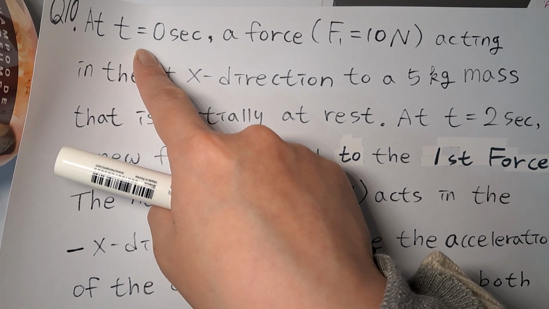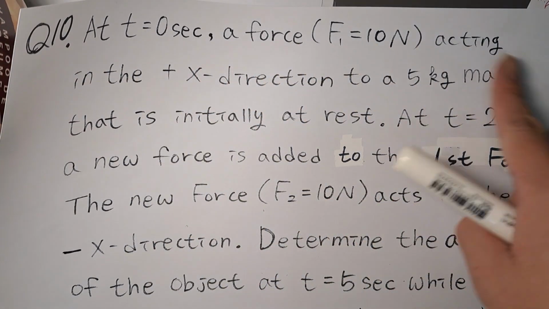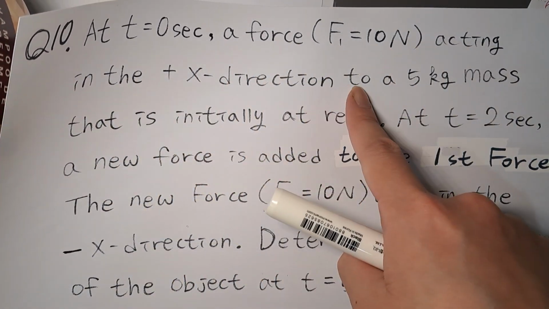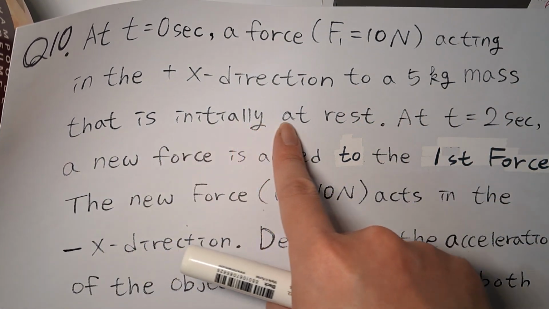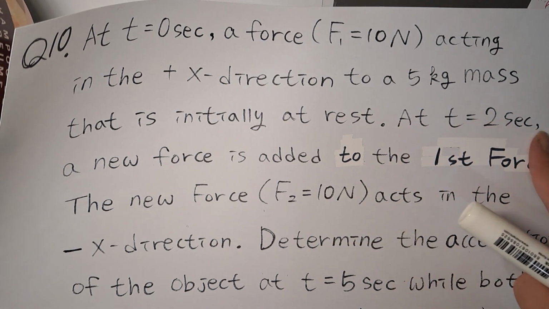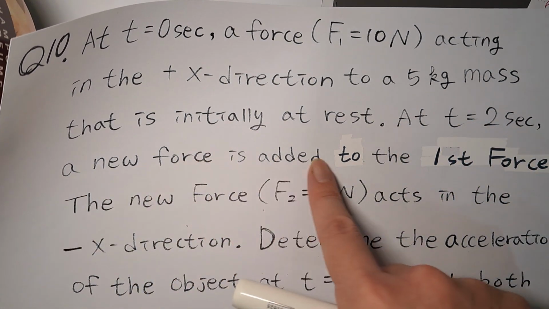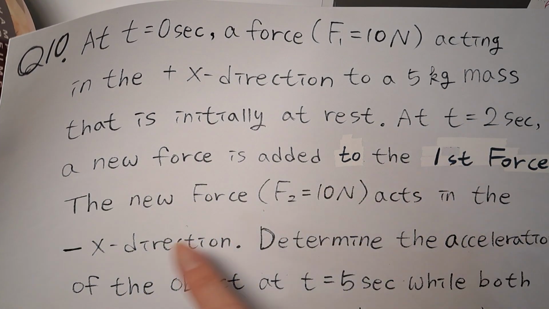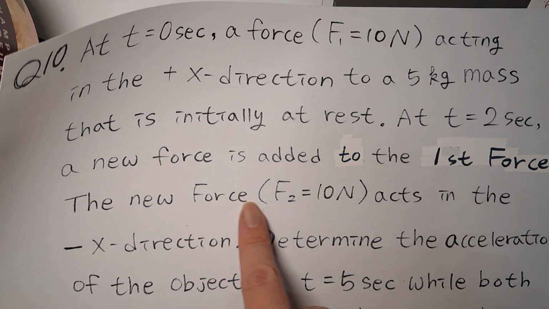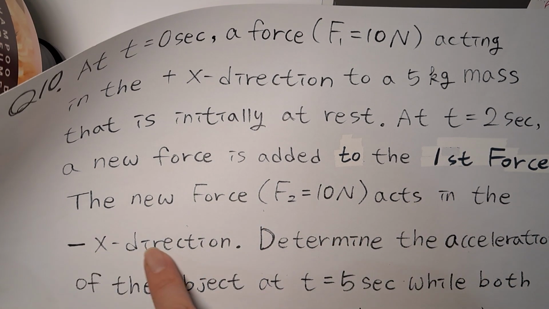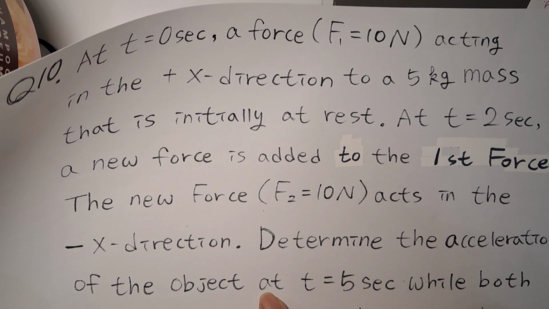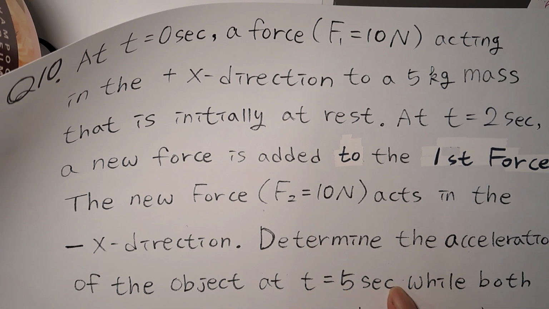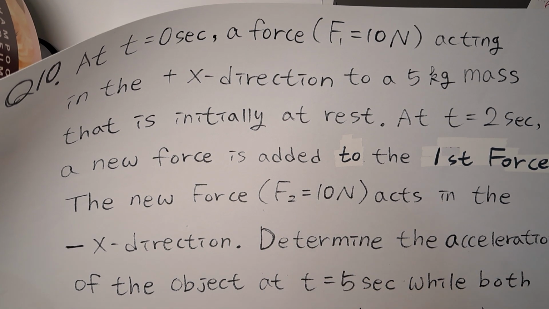At time 0 seconds, a force acts in the plus x direction on a 5 kilogram mass that is initially at rest. At time 2 seconds, a new force is added to the first force. The new force acts in the minus x direction. Determine the acceleration of the object at time 5 seconds while both forces continue to be applied.